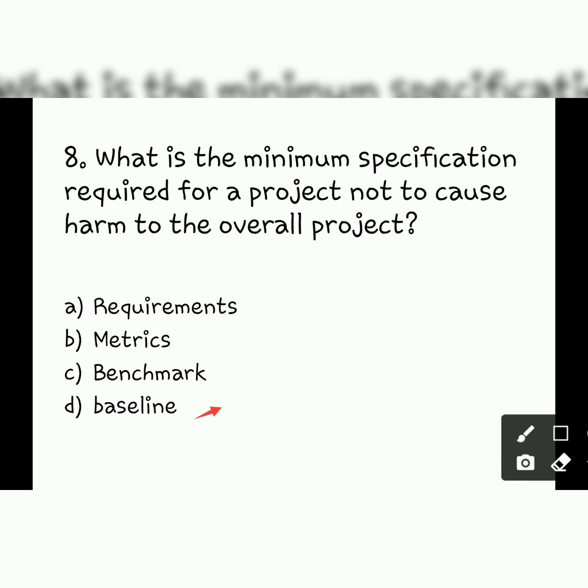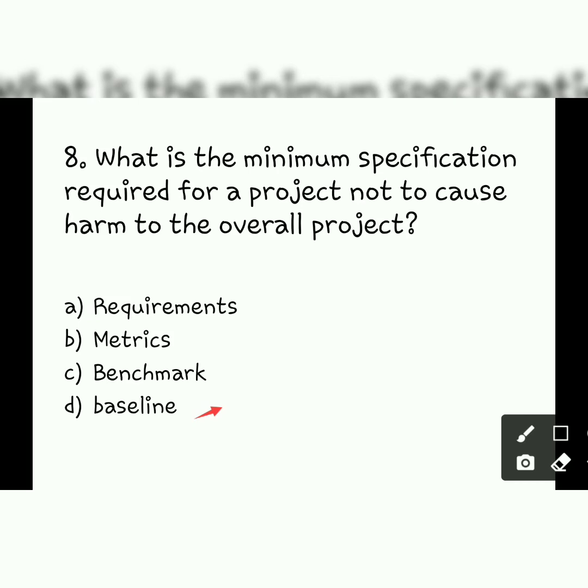The answer is baseline. Baseline is the minimum requirement, or minimum specification, that is required for a project, below which if you go, you are causing harm. For example, there is always a cement to sand ratio. So let's assume the cement to sand ratio is 1:3. So if you go below this ratio, that means you are causing harm to the project.